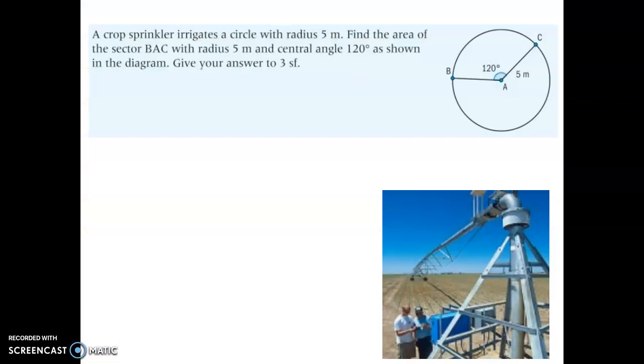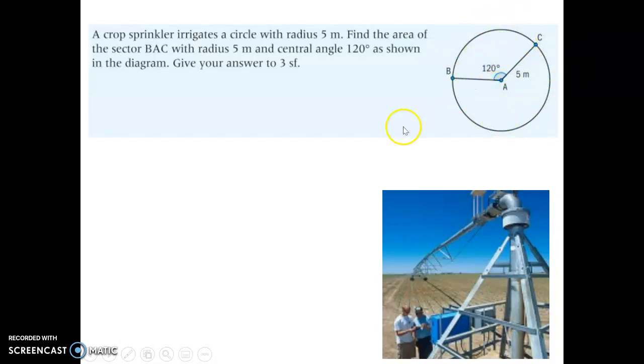So here's the problem. A crop sprinkler irrigates a circle with radius 5 meters. Find the area of sector BAC. So what's the area of this? That has a central angle of 120. Okay, so you're just using your area formula. Well, that's not the area of the whole crop. That's not what we're interested in. We just want to know this area here.